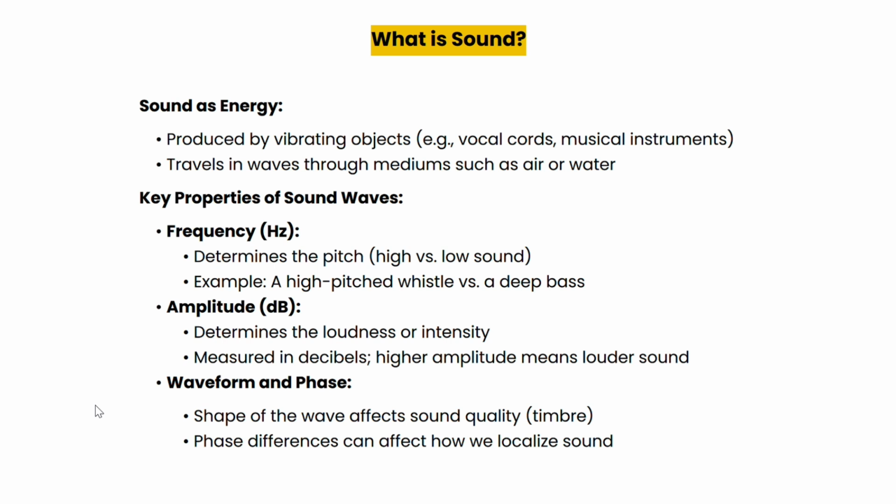Frequency, measured in hertz, tells us the pitch of the sound. A high frequency produces a high pitch, while a low frequency creates a deep sound. Amplitude, on the other hand, refers to the strength or intensity of the wave and is measured in decibels. This property determines how loud a sound is. Additionally, the specific shape or waveform of the sound and even its phase contribute to the unique quality, or timbre, of what we hear.